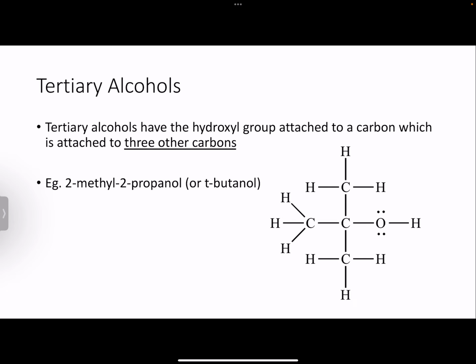Lastly, you have a tertiary alcohol. You can see this is a really bulky molecule, and you've got the OH group connected to the carbon that's connected to 3 other carbons. So if you can, try to understand why there would be no quaternary alcohol, which would be a carbon with an oxygen connected to 4 other carbons, something like this.